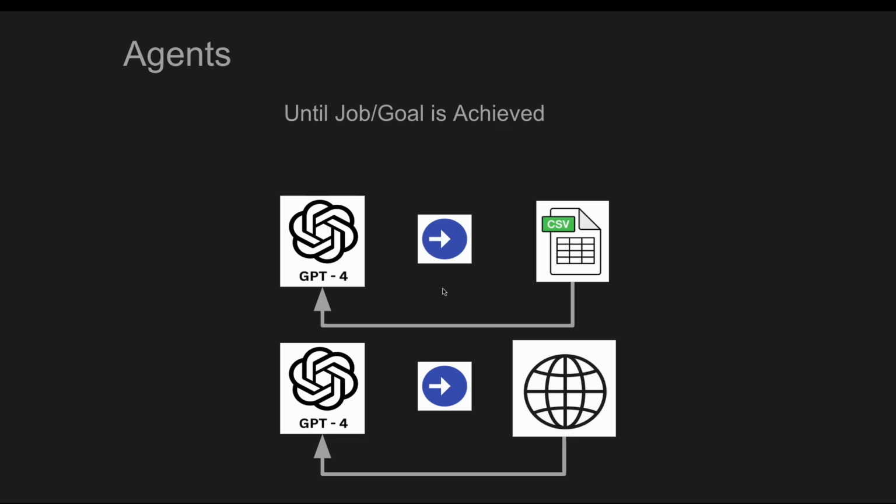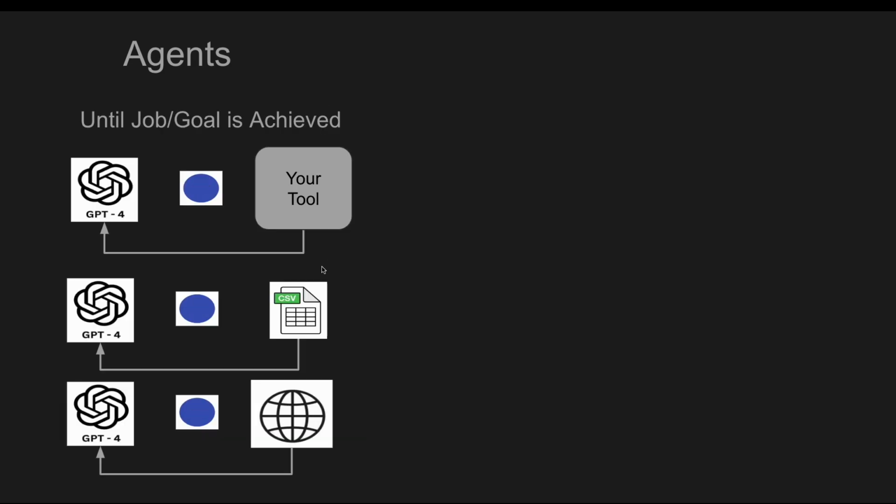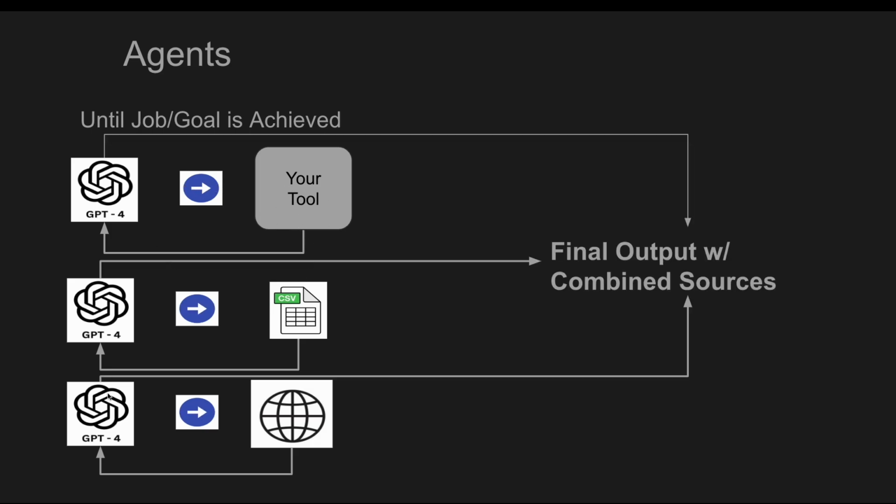Now let's take this idea one step further. You have one to get information from the internet, another to get information from the CSV, and another that is of your choice. This can be a tool that you custom built. This can be a MySQL database, or this can be something like, oh, take this image and modify it in certain ways. That is completely up to you. This is your tool. And finally, what you can do is get all this information and get a final output with combined sources.